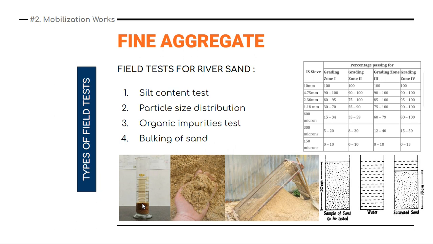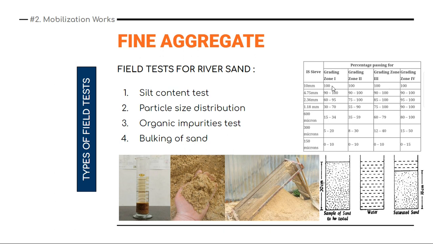The next part is the particle size distribution. Remember, for plaster you need a different kind of sand, a different micron of sand. Then for normal concrete you need different sizes of sand. So this is quite difficult to analyze, so the IS code has given a provision for the distribution of passing percentage of sand.